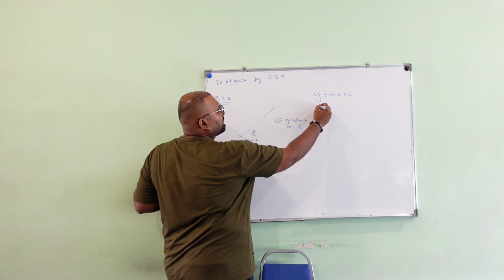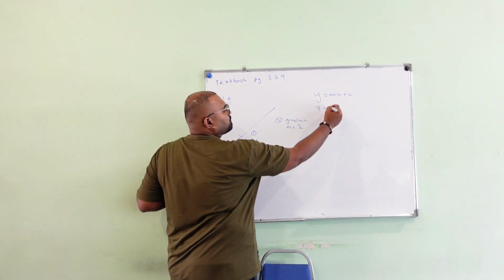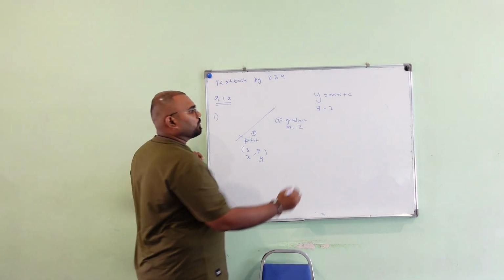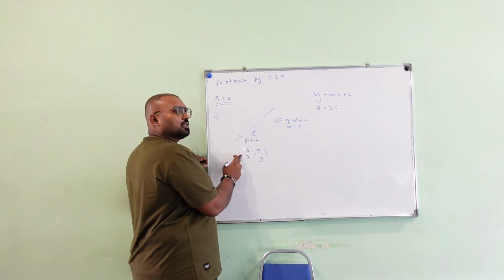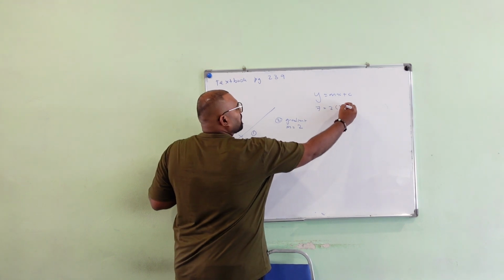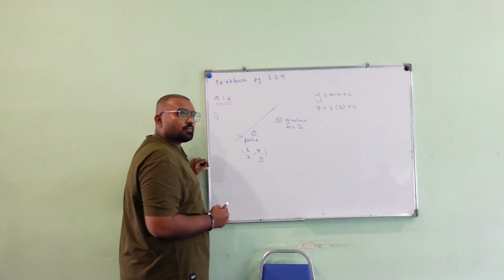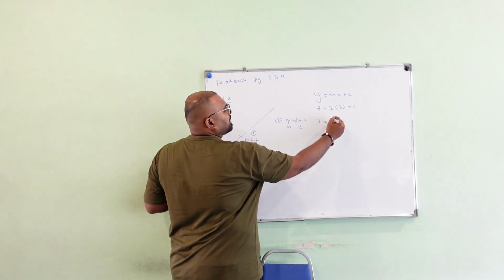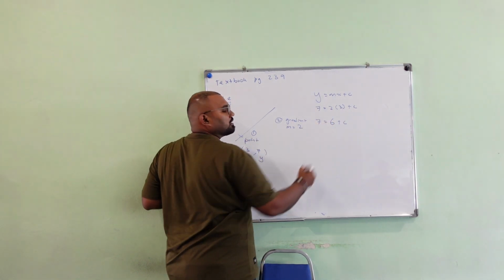So y is 7, m is how much? 2. You see when it is attached, in algebra it means times. So we times x, how much? 3. So put here 3 plus c. Faham? Okay, so then we solve it. So here you put 7 equals 2 times 3, 6 plus c.